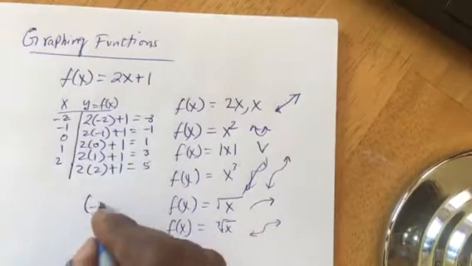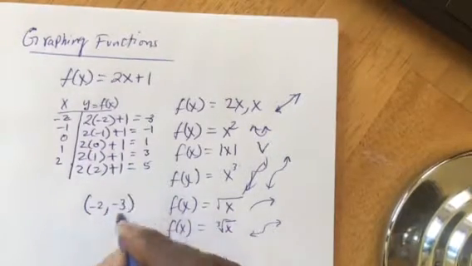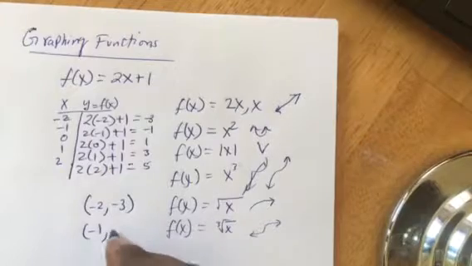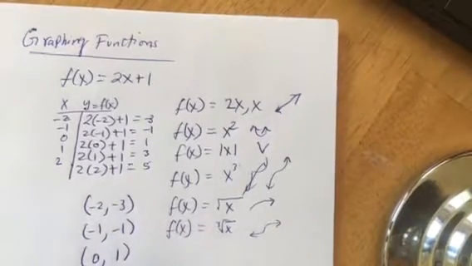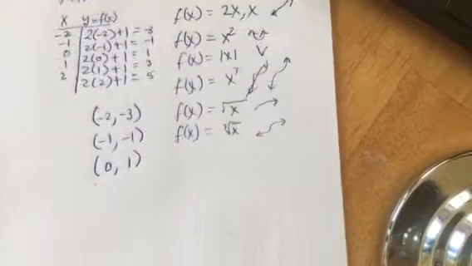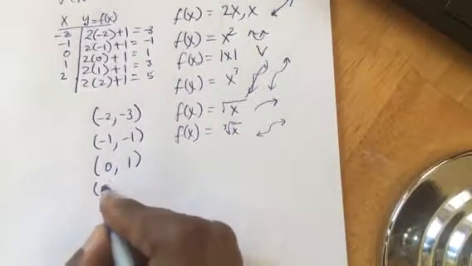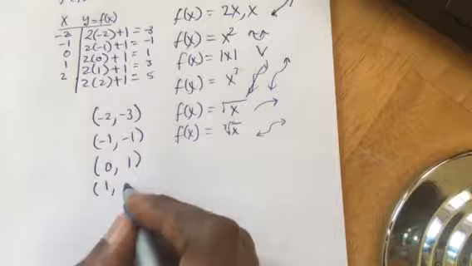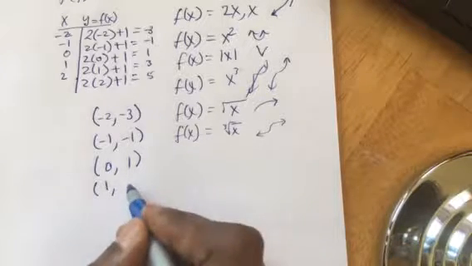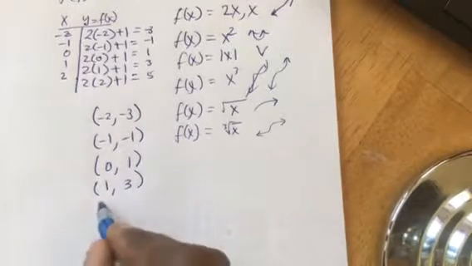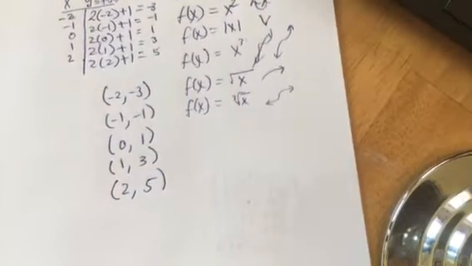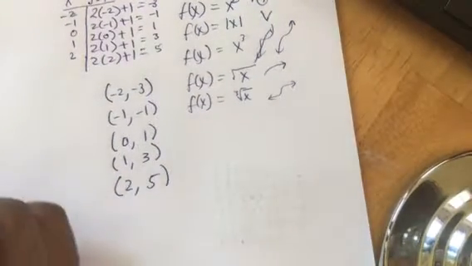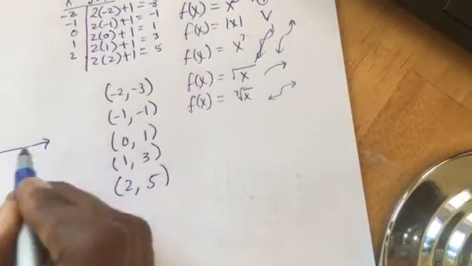-2 and -3. The next one would be -1 and -1. The next one would be 0 and 1. And the next one would be 1 and 3. And the next one would be 2 and 5. So you will use these points to make the graph on the xy plane.